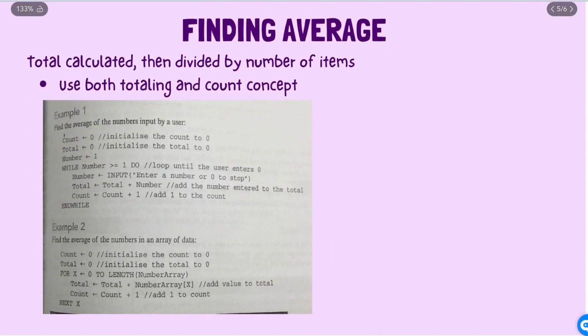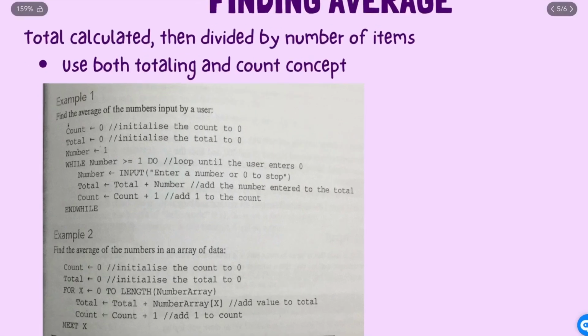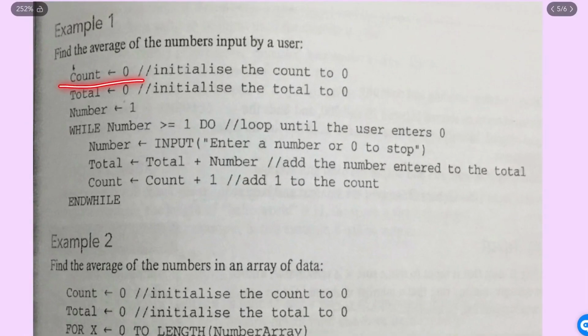Next is finding average. Average is really simple. It's basically the total is calculated and then divided by the number of items, just like you do in maths. So in this programming coding part, you need to use both the totaling and the counting concept that you have learned earlier. So basically, you initialize count as 0, total as 0, number 1. When number is more than or equal to 1, number is input.